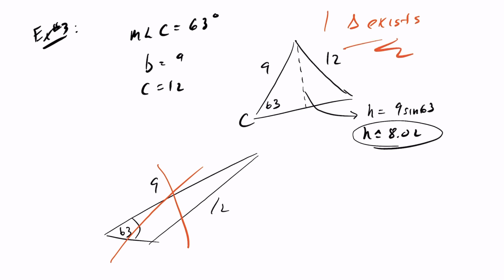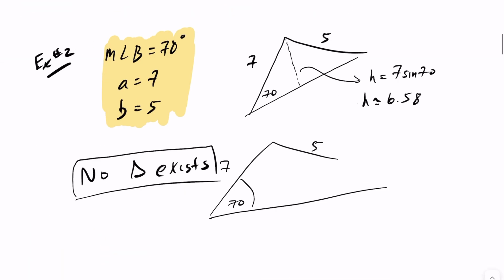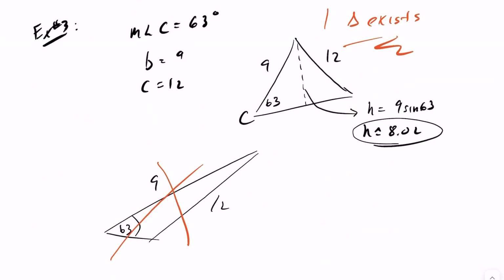These are the three conditions that you have for the ambiguous case for sine. You can have a situation where you have two different triangles, one acute and one obtuse. You can have a situation where you have no triangles existing. And lastly, you have a situation where one triangle exists. And this would be one situation that would arise.